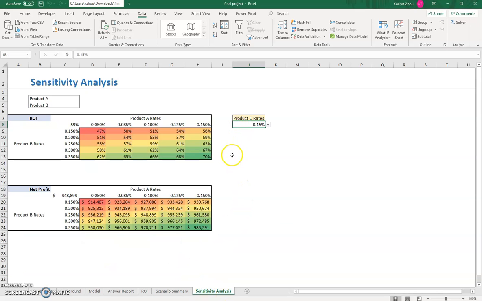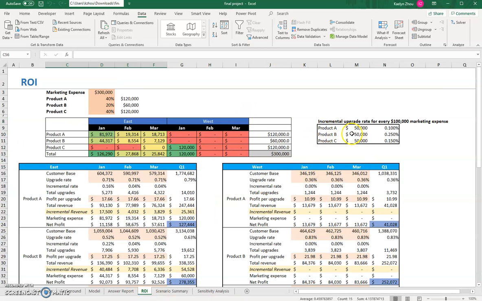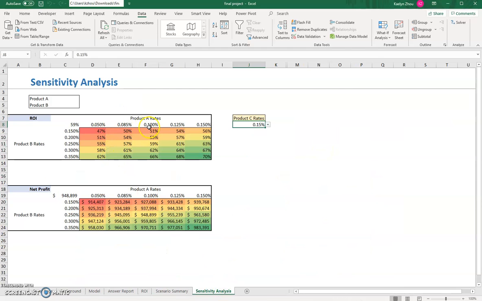The last step is a sensitivity analysis. This is about the upgrade rates in this table. What if we change the rates for products A, B, C? How will the ROI and net profits change? 0.1 and 0.25 are the baseline rates for products A and B. This table shows what happens if we change the rates for product A and if we change the rates for product B, we will have higher ROI here. Same with this table, we will have higher net profit for the model.